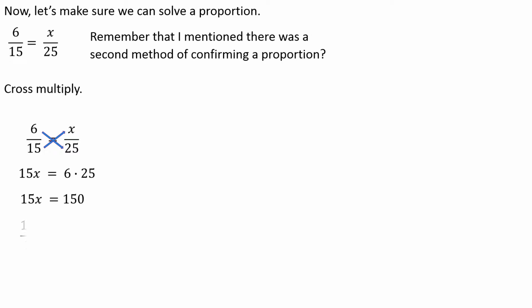Of course, 6 times 25 is 150. I don't want 15x. I better divide by 15. X would have to be 10. I usually like to have my variable on the left-hand side of the equation, and so that's why I did 15 times x first. But if I'd wanted to, I could have started with 6 times 25 and put that on the left-hand side, and then 15x would have been on the right-hand side. I still would have gotten an answer of 10.